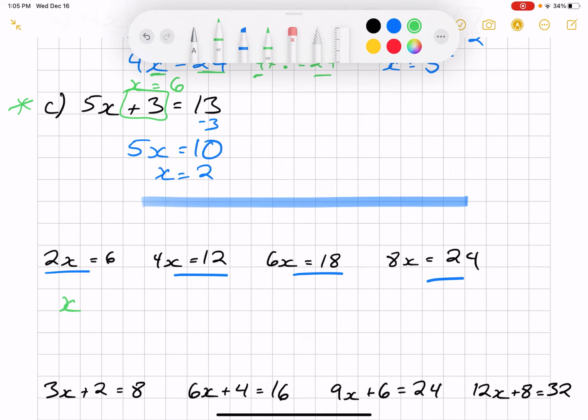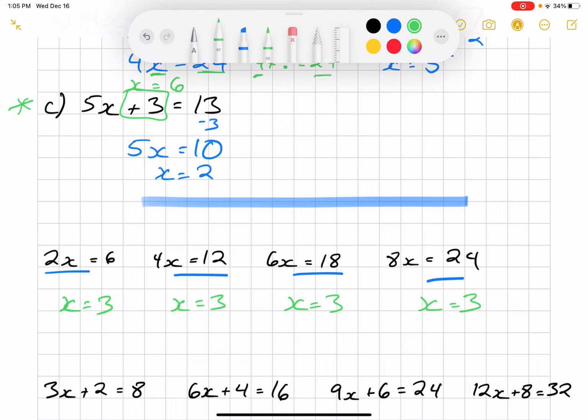So x here, through guessing and checking, I know that 3 times 2 is 6. I notice here that 3 times 4, I notice here that 6 times 3, and I notice here that this is also 3. So why is that the case? What is this pattern that we're seeing?